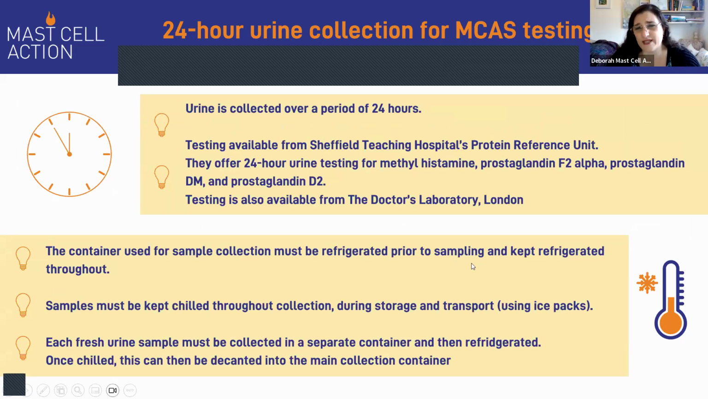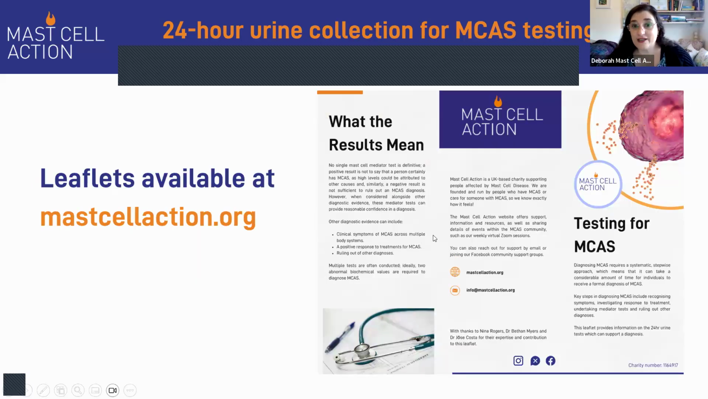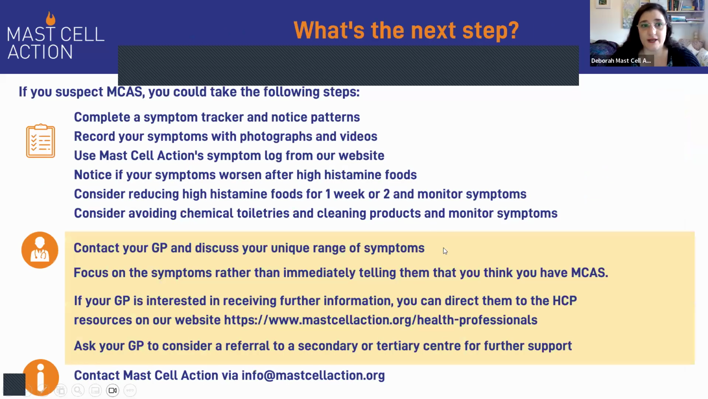The 24-hour collection is quite complex. It has to be kept refrigerated. There's only one place in the country that does it, which is Sheffield. It has to be transported to them, kept cold. This is why it's very complicated, and most doctors don't have access to that. We do have a leaflet about testing again on our website. You can download that and take it to your medical professional to discuss with them, but it's tricky.